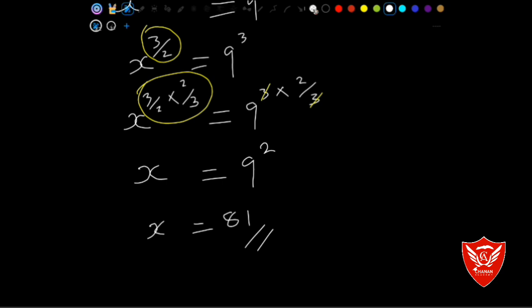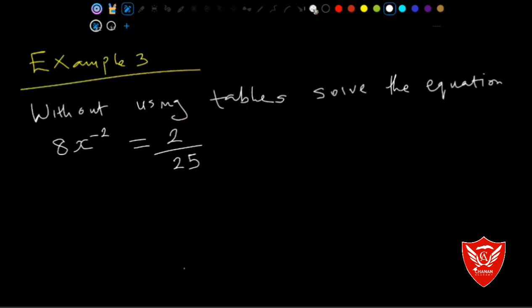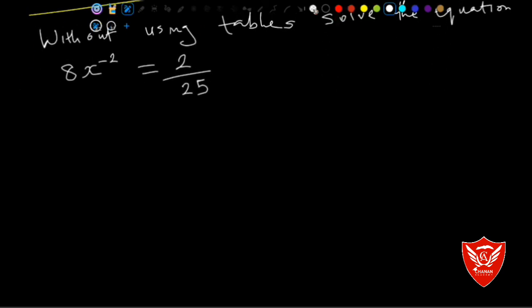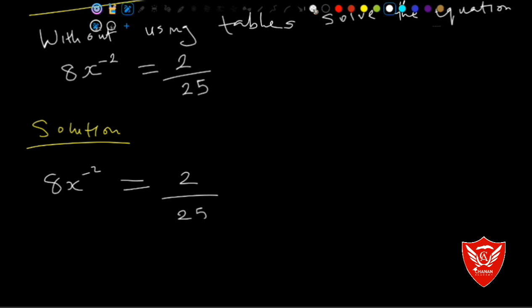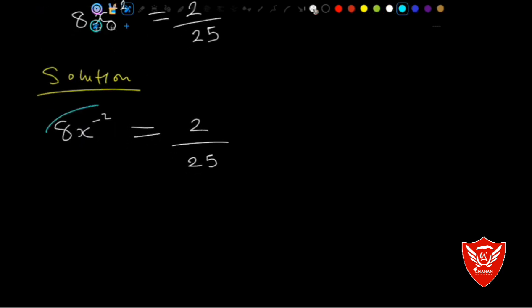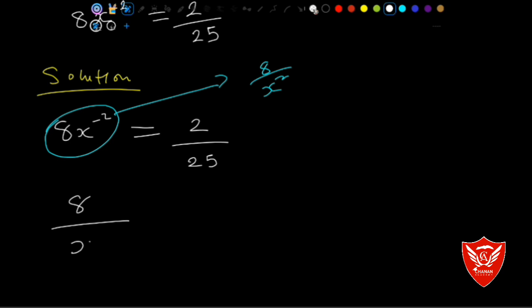Okay, so let's take another question. Alright, so we're asked to solve for x in this question. Solution. So we have 8x raised to the power of negative 2 equal to 2 over 25. Now recall from indices that this expression is the same thing as 8 over x raised to the power of 2. So we are going to have 8 over x raised to the power of 2 equal 2 over 25.